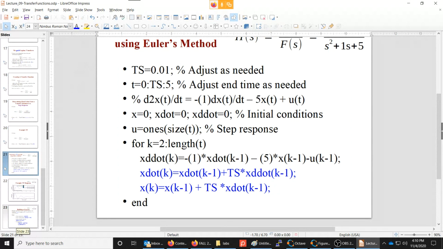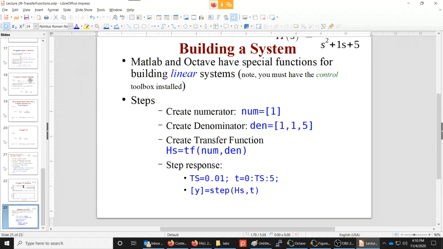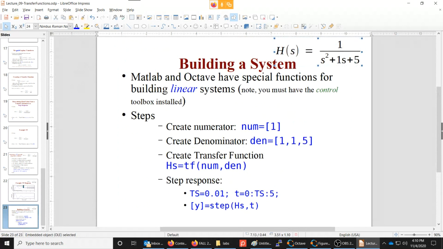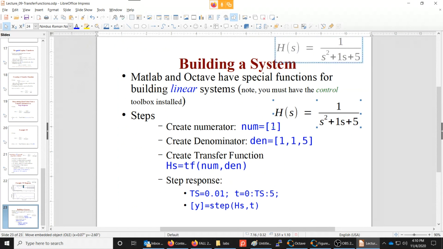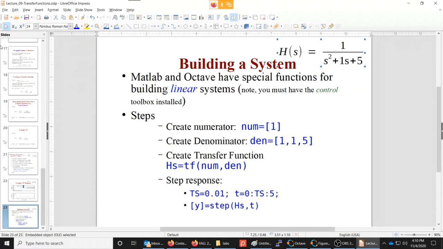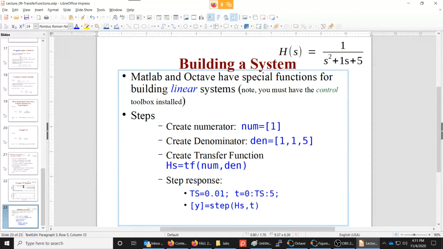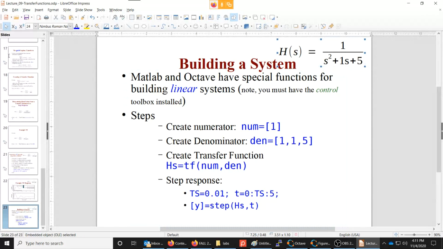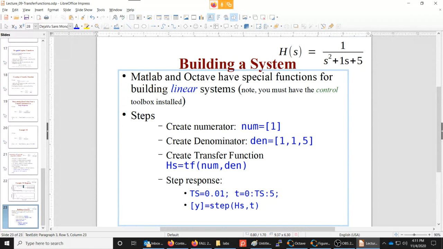All right, now the thing is though, if we have a transfer function, so in this example here, here's my transfer function. I have 1 divided by s squared plus 1s plus 5. So this is my transfer function. Matlab and Octave both have the ability for you to just type this in. So what you would do is your numerator doesn't have any s terms.